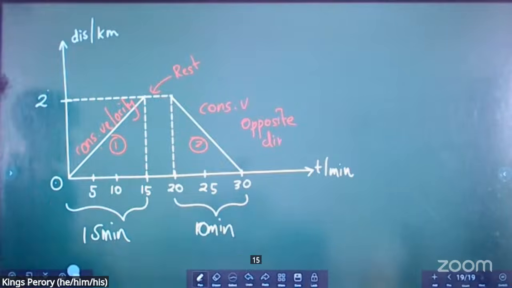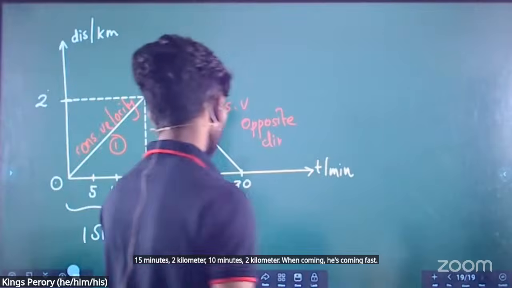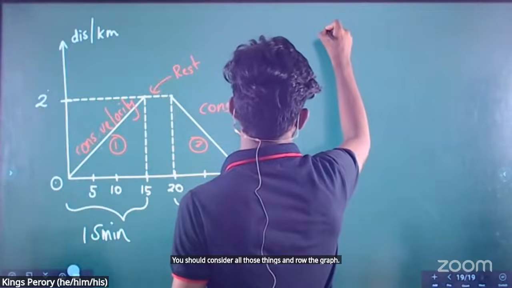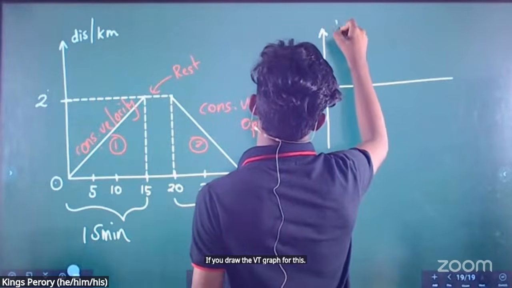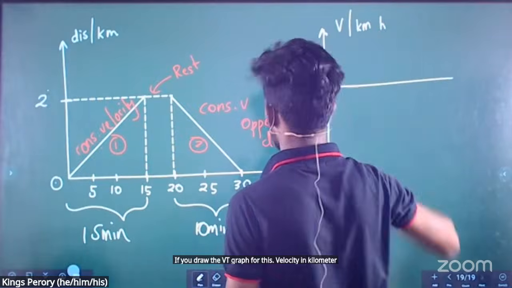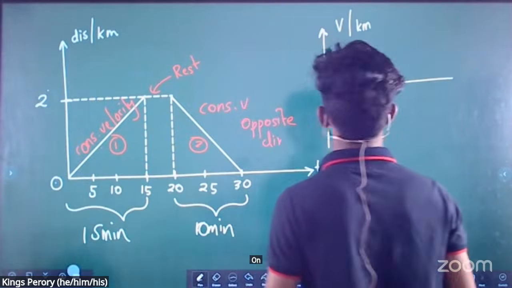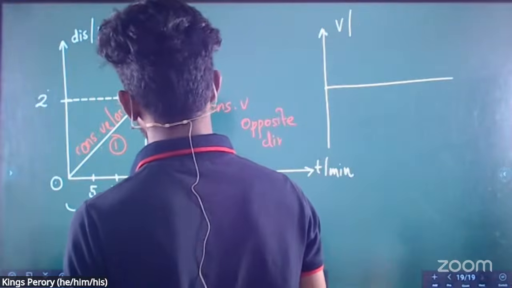15 minutes, 2 kilometer. 10 minutes, 2 kilometer. When coming, is coming fast. You should consider all those things and draw the graph. Hurry. I'll draw the graph. You should draw the VT graph for this. Velocity in kilometer per hour. No. In kilometer, I'll convert to meters. Better.